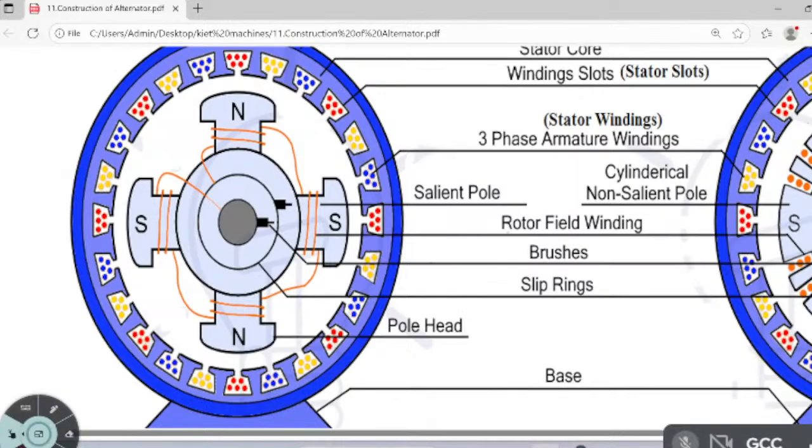Okay. Next we will move to the transformer. If you know transformer, then induction motor is easy. Why? Because induction motor is nothing but a rotating transformer. The motor which is rotating, the transformer which is rotating, is nothing but the induction motor.